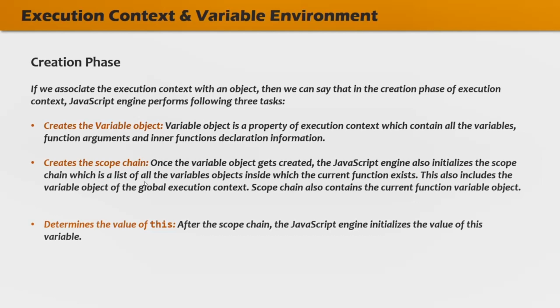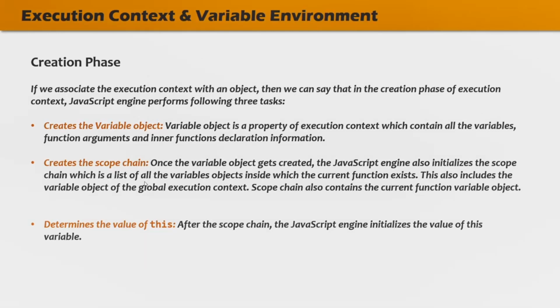Then, after the variable object and scope chain is determined, the JavaScript engine also initializes the value of this variable in that scope. Now, we have already learned how the value of this variable is determined based on where we are using it in one of the previous lectures of this course. But again, we are going to have a look at how the value of this keyword is determined during the creation phase of execution context in one of the lectures of this section.